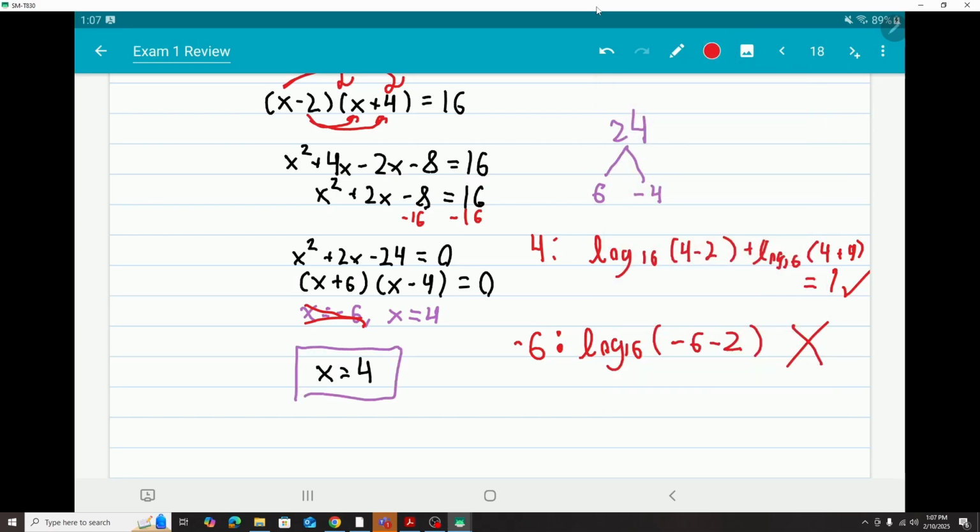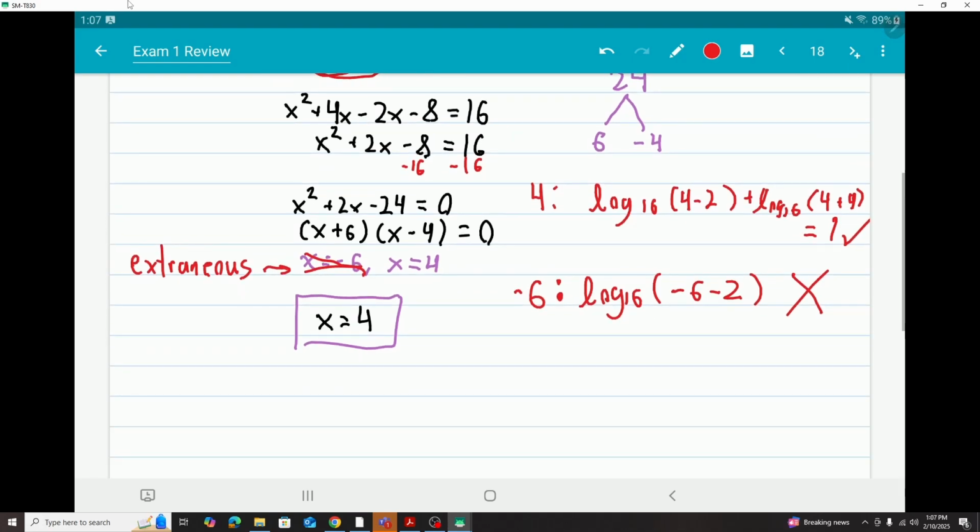And you wouldn't have to write this. If you showed me the work, I would totally understand. But just so we're sure, x equals negative 6 is an extraneous solution. And so we're just left with x equals 4.